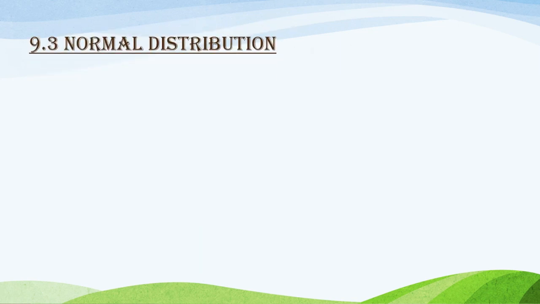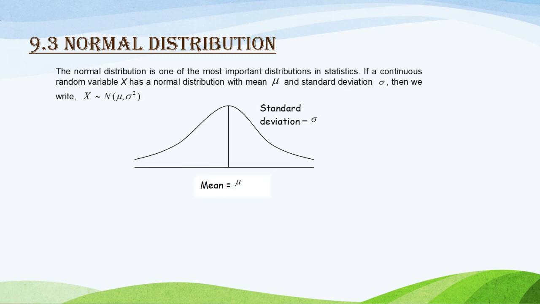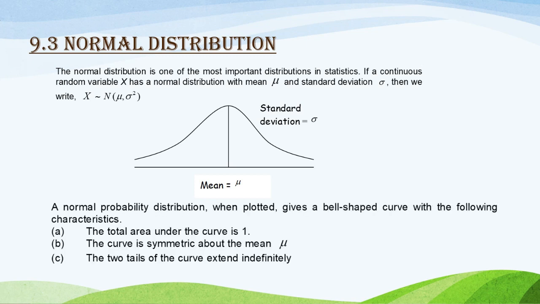Okay, normal distribution. The normal distribution is one of the most important distributions in statistics. If a continuous random variable X has a normal distribution with mean μ and standard deviation σ, then we write X is normally distributed with mean μ and variance σ². So this is a bell shape with standard deviation σ and mean μ.